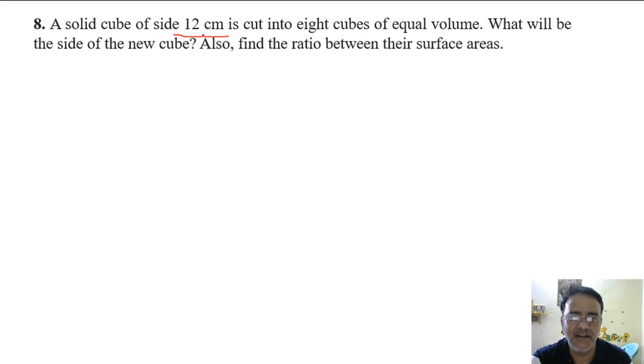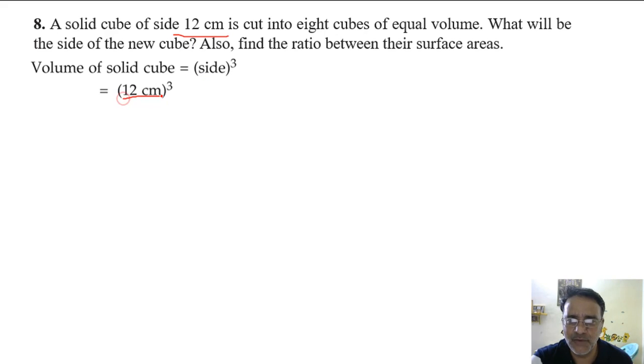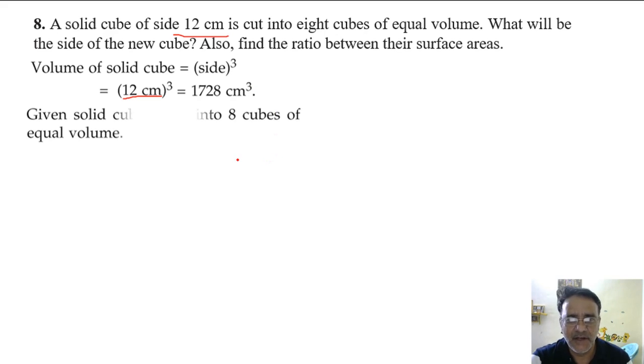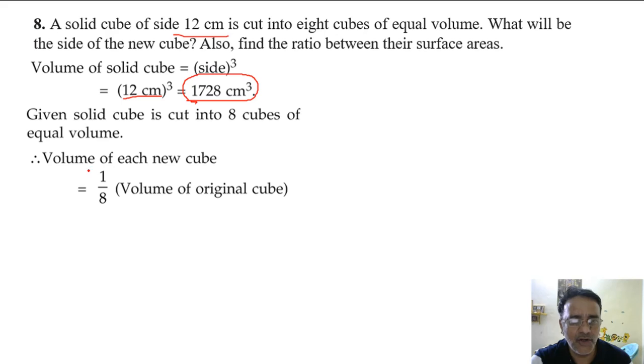So let us start with the first, the big cube. The volume of a solid cube is side cube. So it will be 12 cube. How much is 12 cube? Anyone? 1728. Very good. 1728 centimeter cube. Now, the given solid cube is cut into 8 cubes of equal volume. That means the volume of 8 cubes will be equal to 1728. Okay. The volume of each cube will be equal to 1 upon 8 the volume of the original cube.